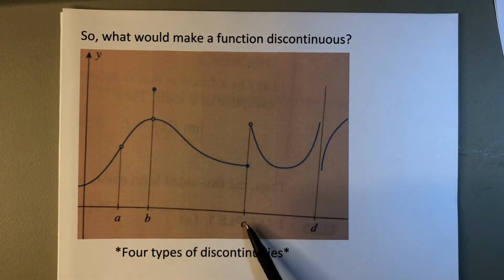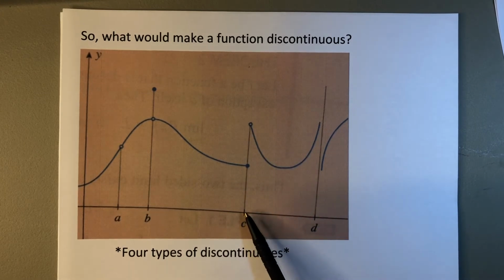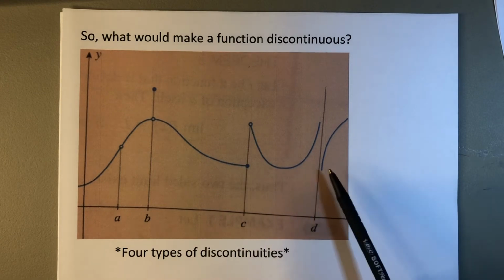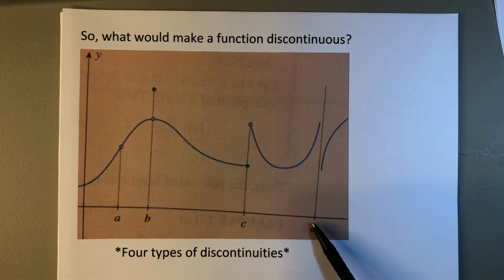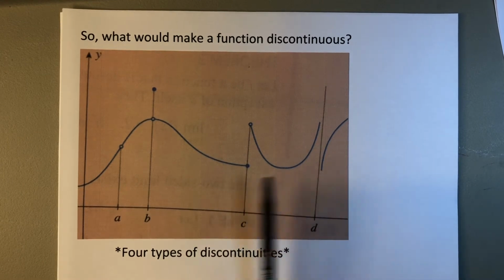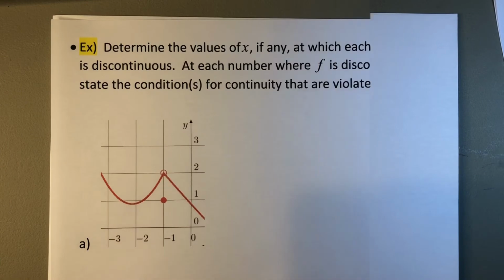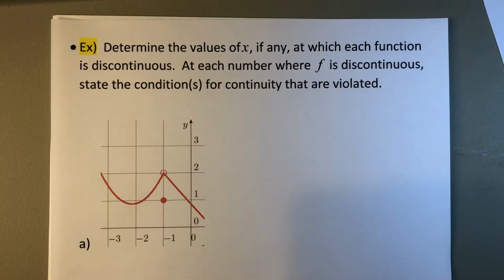Okay, moving to letter C. Here we have another jump in the graph of the function. The limit here would not exist. And in letter D, also a limit would not exist because there's a break in the graph of the function. Both of these discontinuities are called non-removable. Isn't that exciting? Okay, let's look at a couple of examples graphically that deal with the definition of continuity.